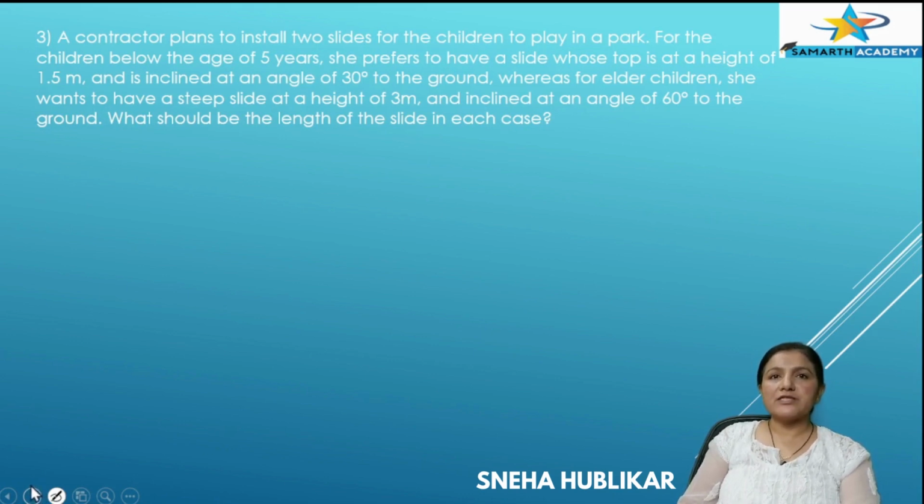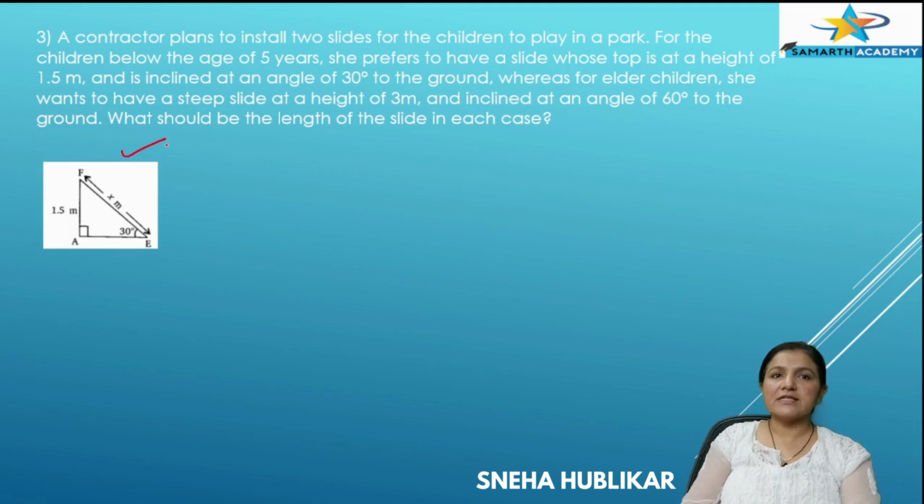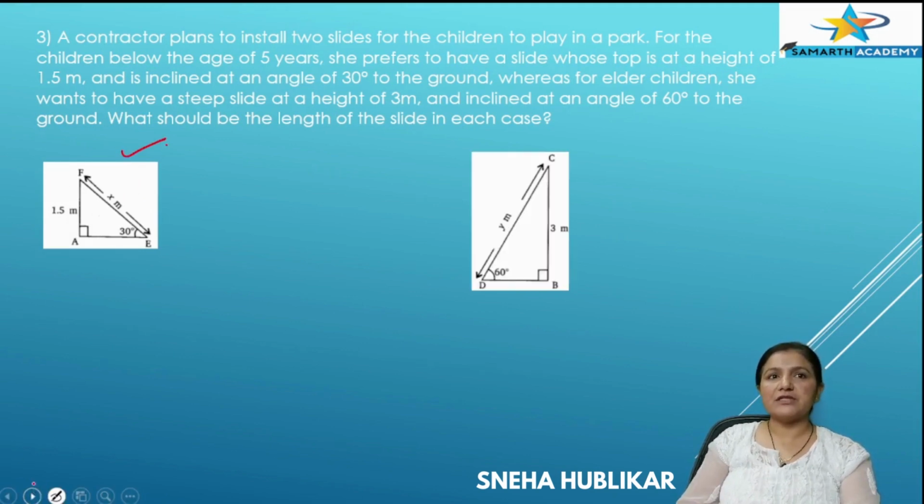A contractor plans to install 2 slides for the children to play in the park. For the children below the age of 5 years, this is the slide which is at a height of 1.5 meter and it is inclined at an angle of 30 degree to the ground. Whereas for the elder children, she wants a steeper one which is a height 3 meters which is inclined at 60 degree. So these are the diagrams. So what he is asking, what should be the length of the slide in each case?